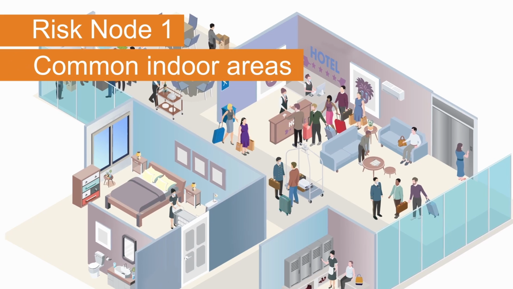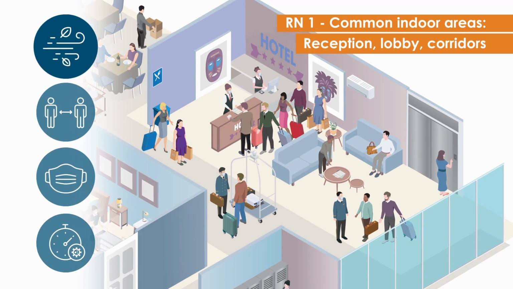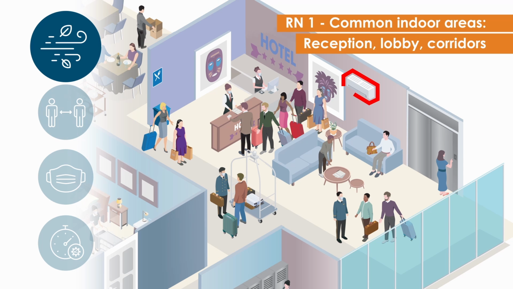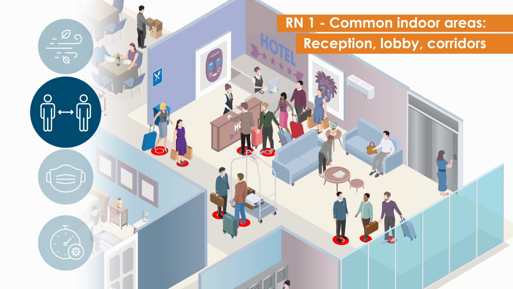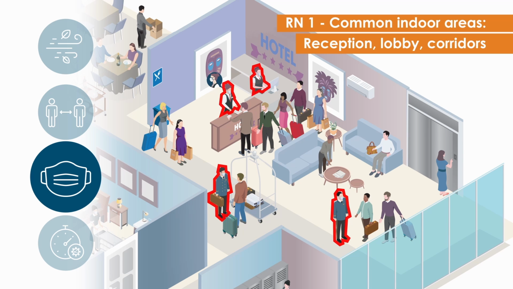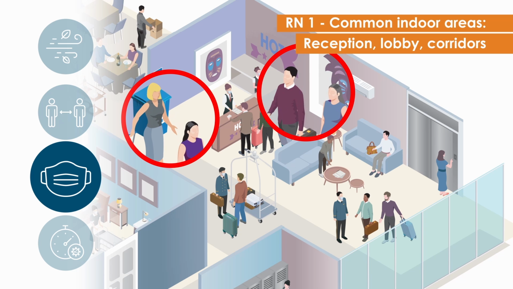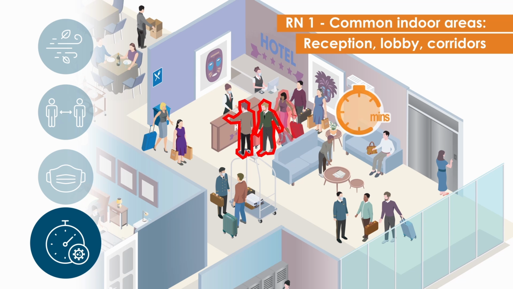Risk Node 1, common indoor areas, reception, lobby, corridors. The common areas of this hotel do not have windows, but they do have air conditioning that is turned on in hot weather. The common areas are open plans, but sometimes the safety distance is not respected. Employees wear face masks, although they frequently remove them in the absence of clients. Many of them do not use face masks, and nobody seems to control it. During peak hours, long lines are formed at the reception by customers checking in and out.